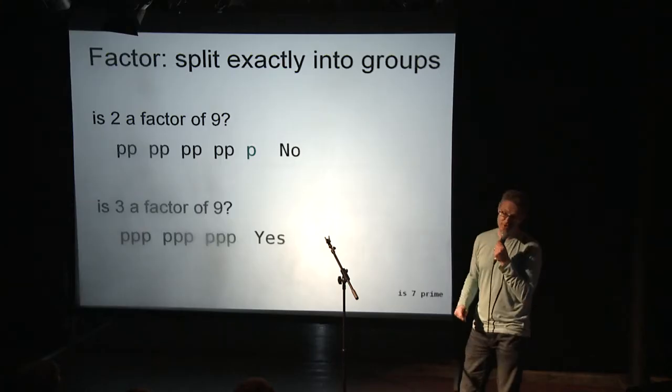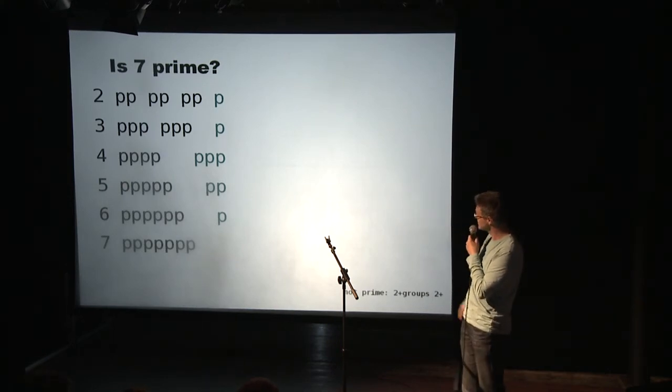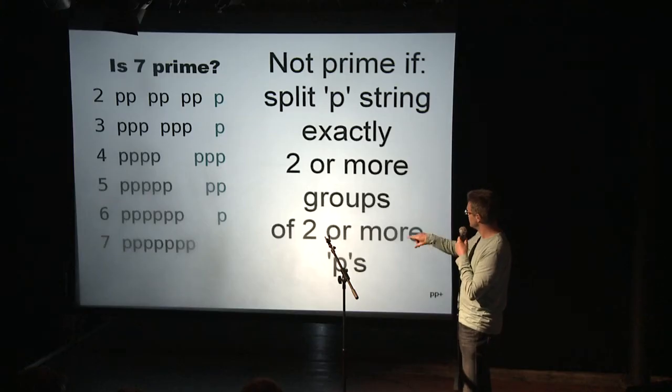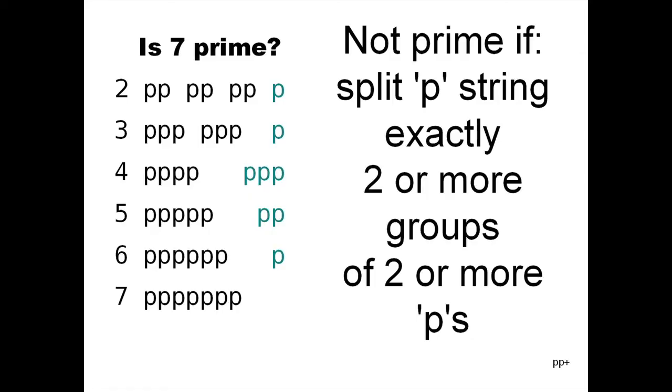Now, is 7 a prime number? We've got to search through all these different times. We've got to search for 2, 3, down to 6. And you can see that the 2 down to 6 are not factors because there's spare P's on there. 7, however, we can make a group of 7. So a number is not a prime number if we can split our string of P's exactly into 2 or more groups of 2 or more P's, okay? So that's what our search term is going to be doing. It's going to be searching for that. So let's build it up.